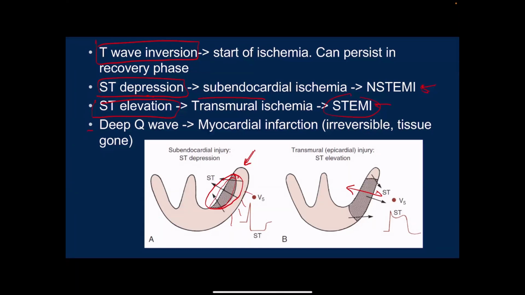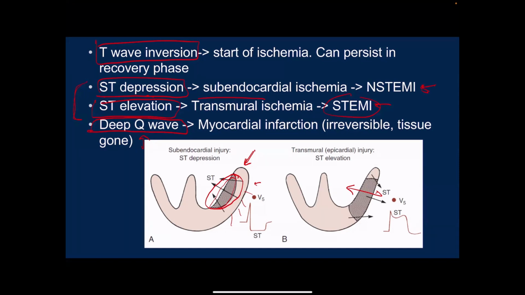Now, deep Q wave, okay, means that the tissue is gone. Like at this stage where we have ischemia, if you do reperfusion to the heart and you treat everything, the heart can go back to normal. But when you start seeing Q waves, it means that there's irreversible tissue damage to the heart. Okay, to the tissue.